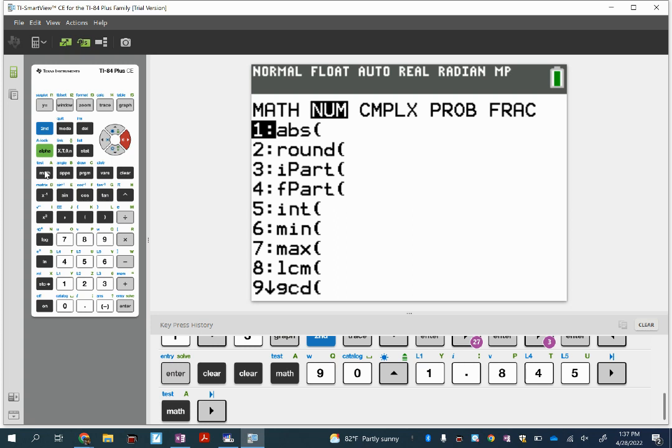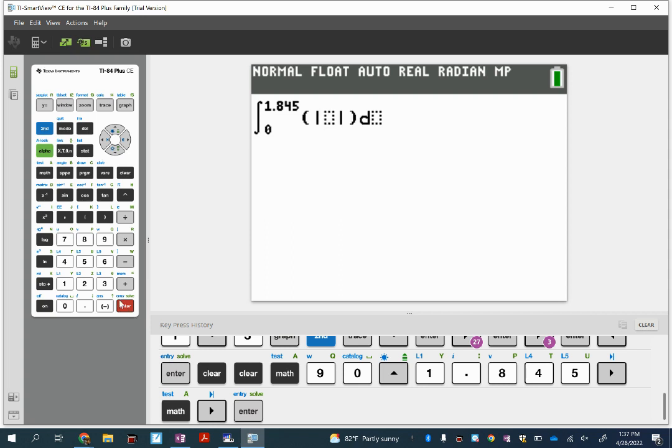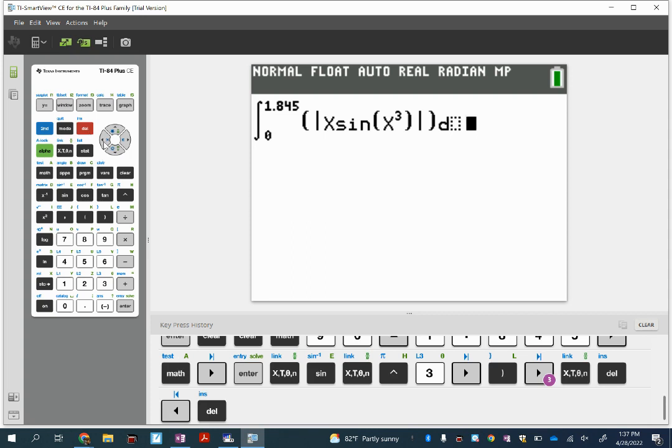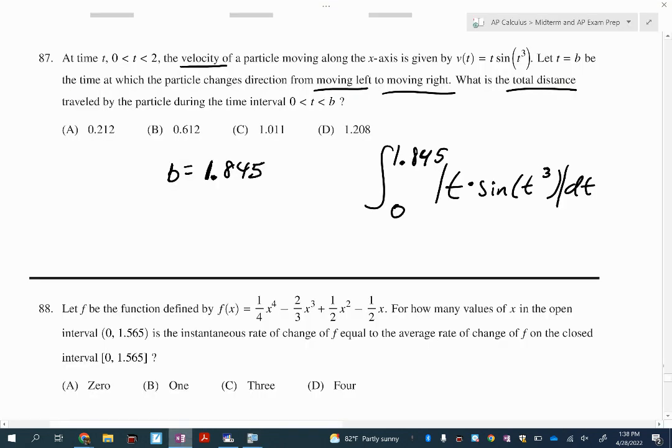Wait for it. There it is. And you guys see number 1? Abs. That's for absolute value. So number 1 for absolute value. That will put an absolute value symbol in there. Now we're going to type in the x times the sine of x cubed. Don't forget to put the dx at the end. Ah, too far. There we go. Math, num. When you're ready, hit enter, and you'll get your answer. .011, which is C. Look at that. Amazing. 3 more to go.